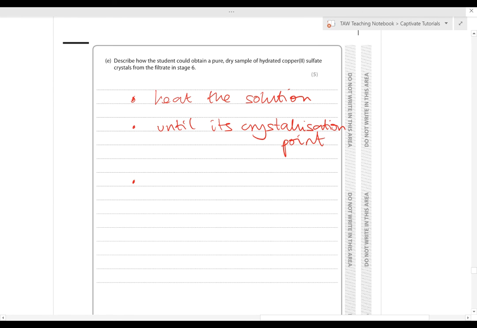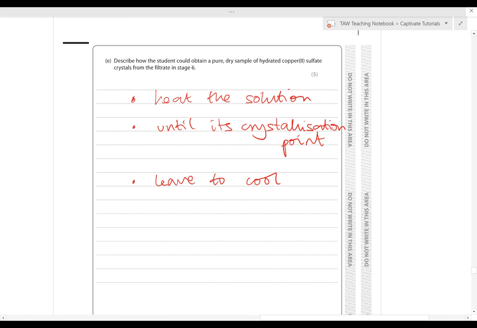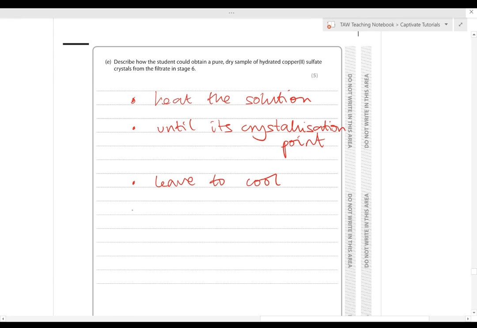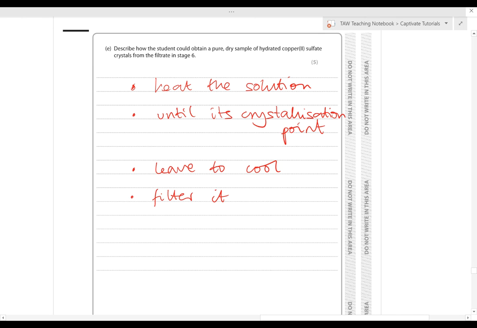Once we've heated it, we need to leave the solution to cool. Now at that point, some of the crystals are formed, but you'll still have some excess solution left over. So to separate the solid crystals that form from the excess solution, we filter it. And finally, just to make sure we've got a dry sample of crystals, we can dry the crystals.